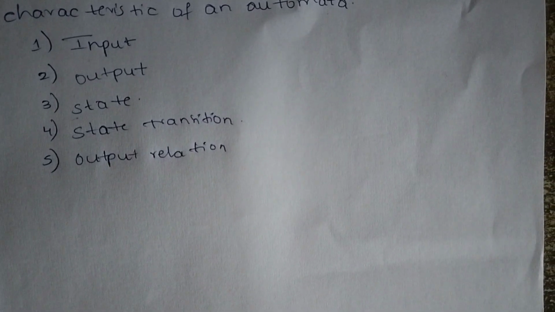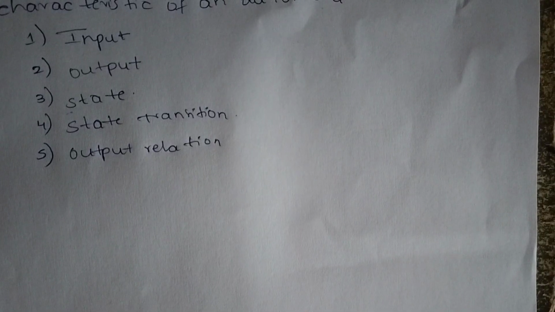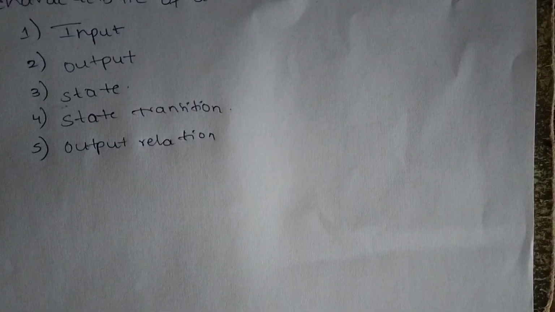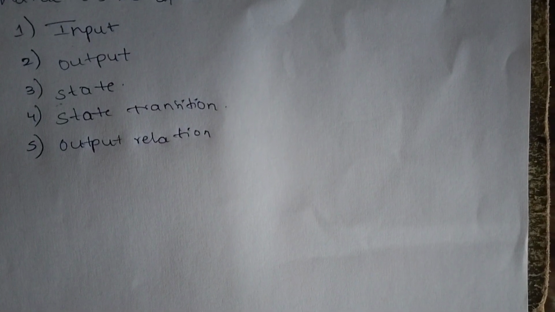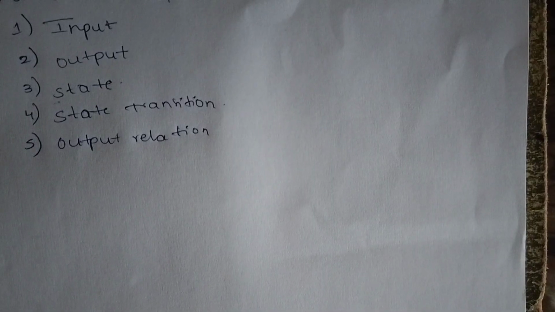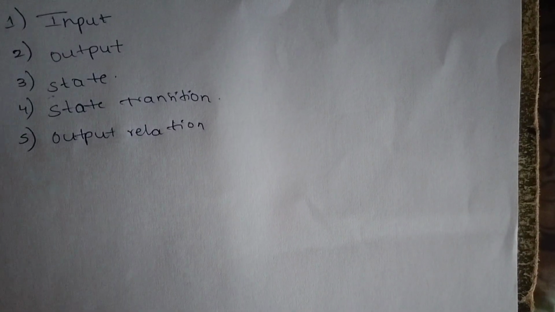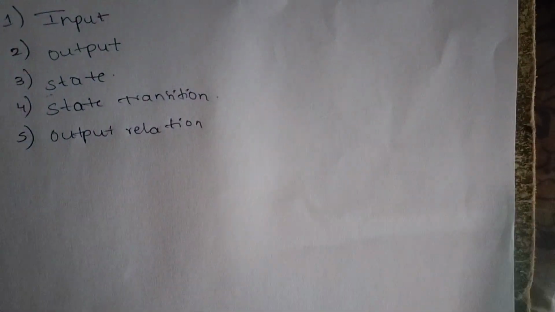So in the last video we have seen what a finite automata is, which is a machine where the overall process is done only through the machine and not by humans. Now we are seeing the characteristics of automata, which are of 5 types: input, output, state, state transition, and output.